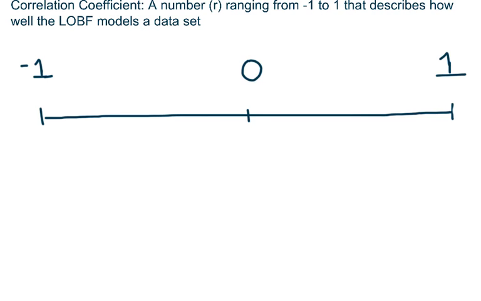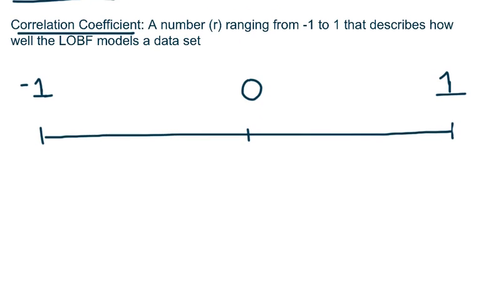And then the final vocabulary term here, at least for a little while, is correlation coefficient. It's a number. It's defined by the letter R. It's always going to be R, ranging from -1 to +1, that describes how well the line of best fit models the data set. It's never going to go outside of -1 to +1. It's always going to be in between there.